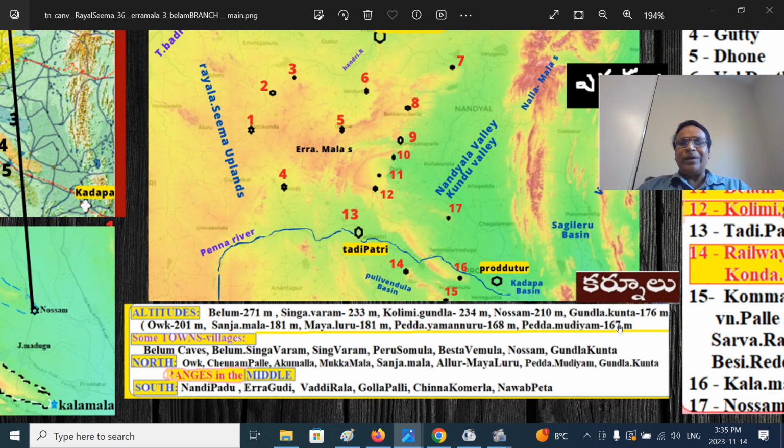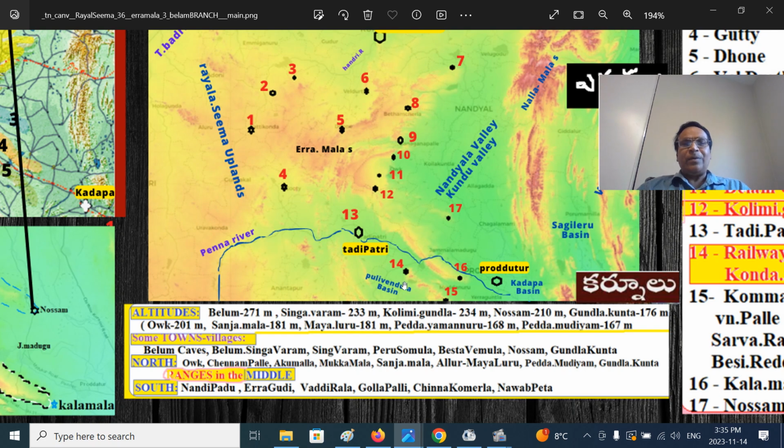Peddamudiam 167. Some of the towns and villages, this is the branch. The northern part has Ouku, Chennampalli, Akumalla, Mukkamala, Sanjamala, Alluru, Mayaluru, Peddamudiyam, and Gundlakota. You see, from 12 to 11 to 17 is the mountains we are talking about. The southern part, again in the basin, has Nandipadu village, Yerragudi village, Vadirala village, Gollapalli, Chinna Komerla, and Nawabpeta.